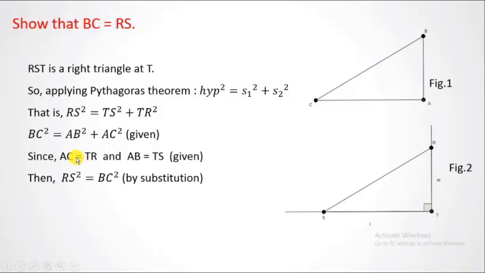How? Since AC equal to TR, then AC squared is equal to TR squared. AB is equal to TS, then AB squared is equal to TS squared. Hence, RS squared is equal to BC squared by substitution. And we know that if the squares of two sides are equal, then these two sides are equal. RS squared equal to BC squared, so RS equal to BC.